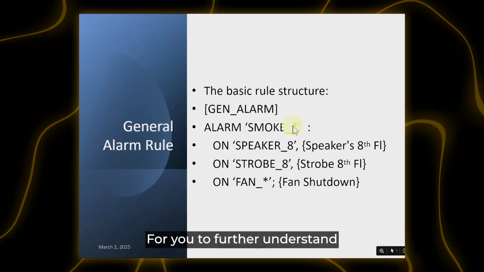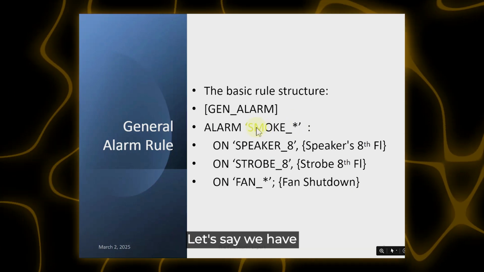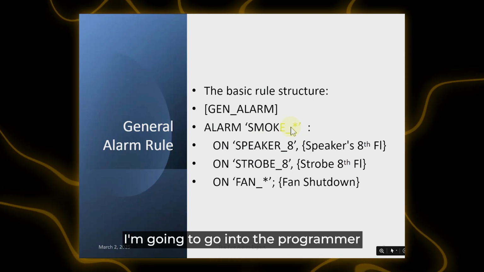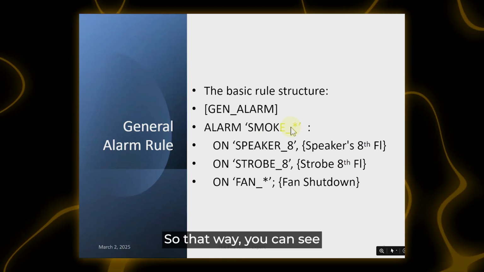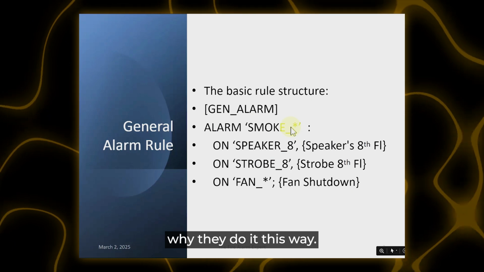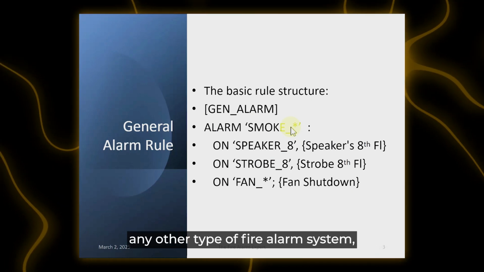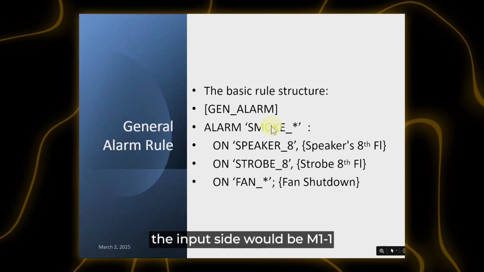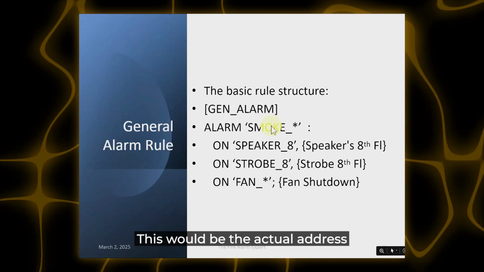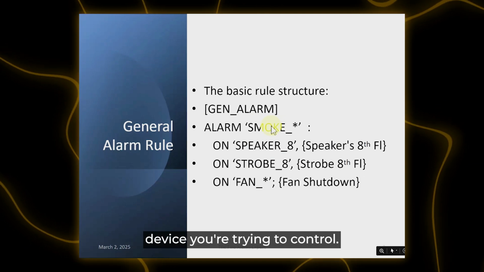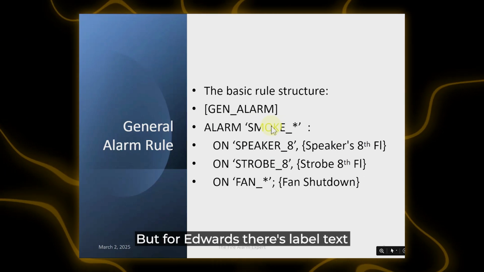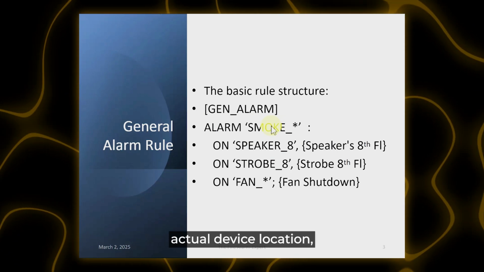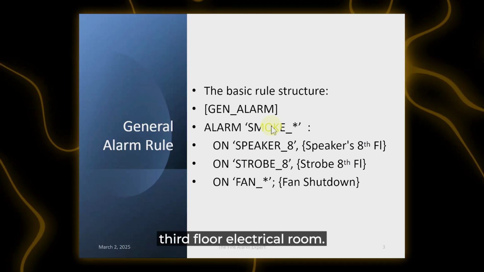For you to further understand what this wildcard is, let's say we have 3 smoke detectors. There's a label side and then there's a message side. I'm going to go into the program to further explain this so that you can see and understand why they do it this way. But if you worked on any other type of fire alarm system, the input side would be M1-1 or M1-2. This would be the actual address of the smoke detector or whatever device you're trying to control. But for Edwards, there's label text and then there's message text. The message text is the actual device location, 3rd floor, electrical room.